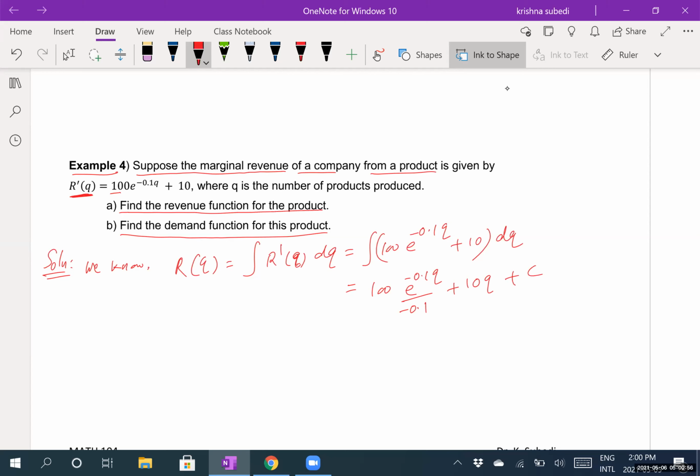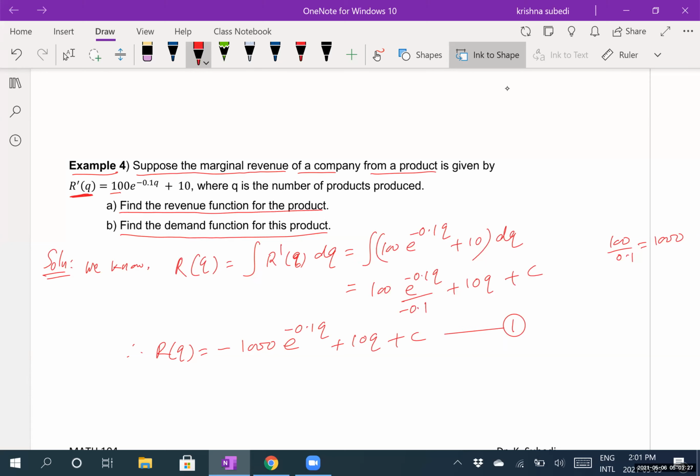So this looks a little ugly, right? So what we can do is we can write it in a nice way. So that's going to give me, therefore, r of q equals 100 divided by 0.1 becomes, I think, 1000, right? So I can write this as negative 1000 e raised to power negative 0.1 q plus 10q plus c. So this is our function, revenue function.